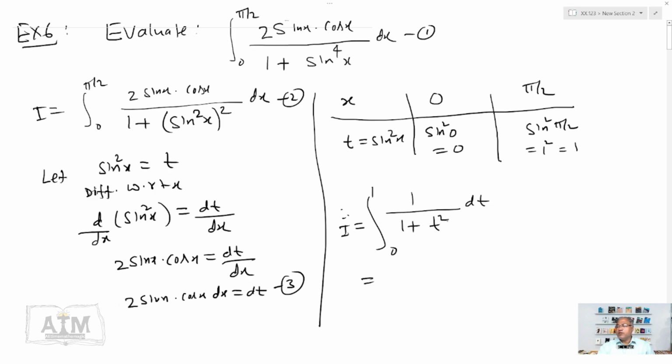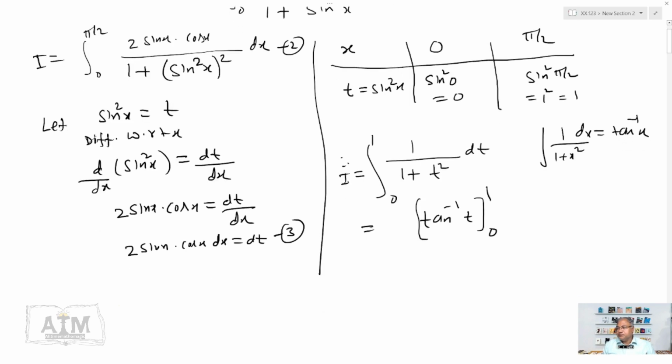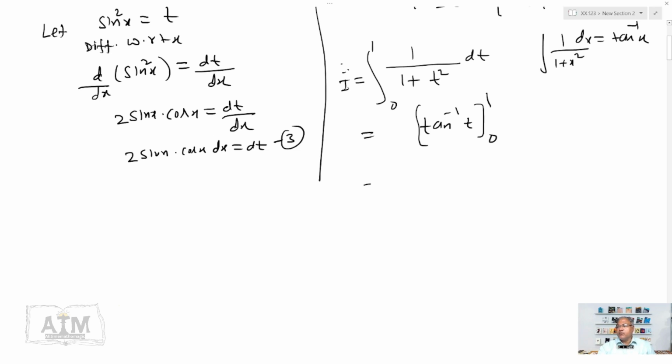Now 1 upon 1 plus t square, that is the integration of 1 upon 1 plus t square. We know that the integration of 1 upon 1 plus x square with respect to x equals tan inverse x. Therefore it becomes tan inverse t, and here the limits are 0 to 1. Now applying limits, that equals tan inverse 1 minus tan inverse 0. Tan inverse 1 is pi by 4. Tan inverse 0 is 0. Therefore pi by 4 is the final answer.